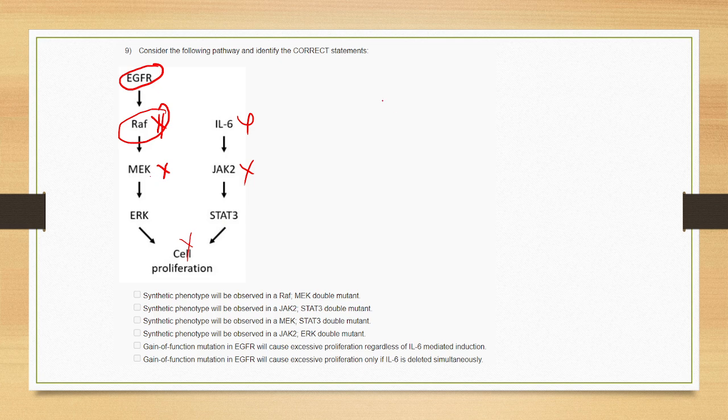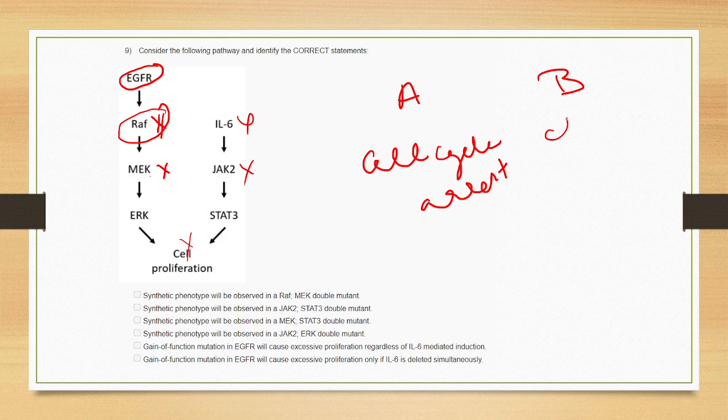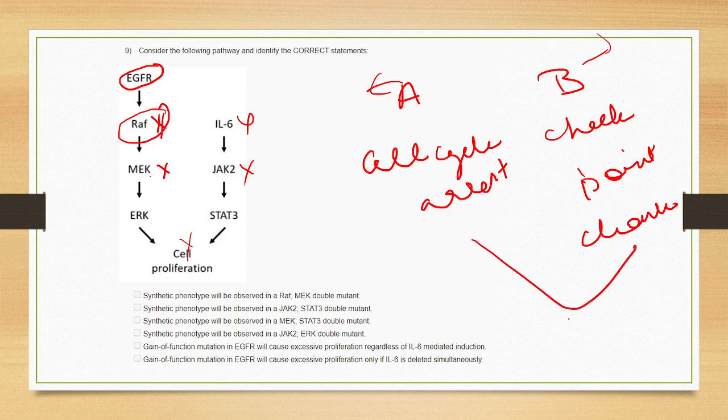That is the thing. Suppose there is a gene A which is responsible for cell cycle arrest, and there is a gene B which is responsible for checkpoint clearance, individual function of A and B, and these two are involved in different pathways. When these two genes are combined, they produce some other third phenotype, anything, then that is a synthetic phenotype.